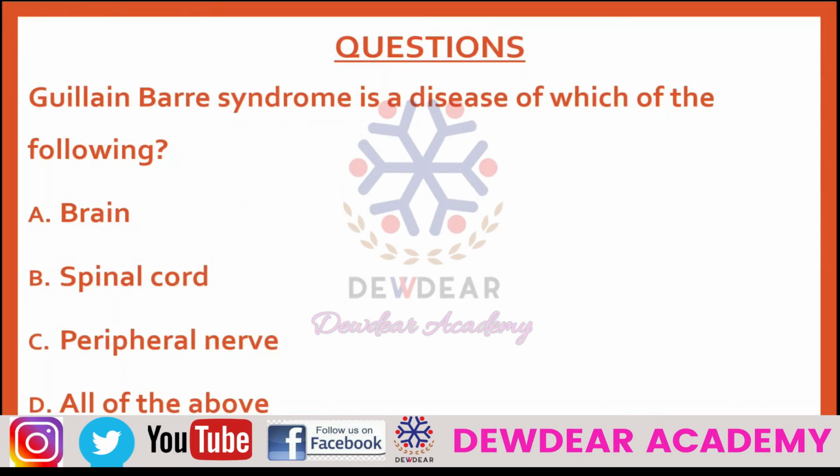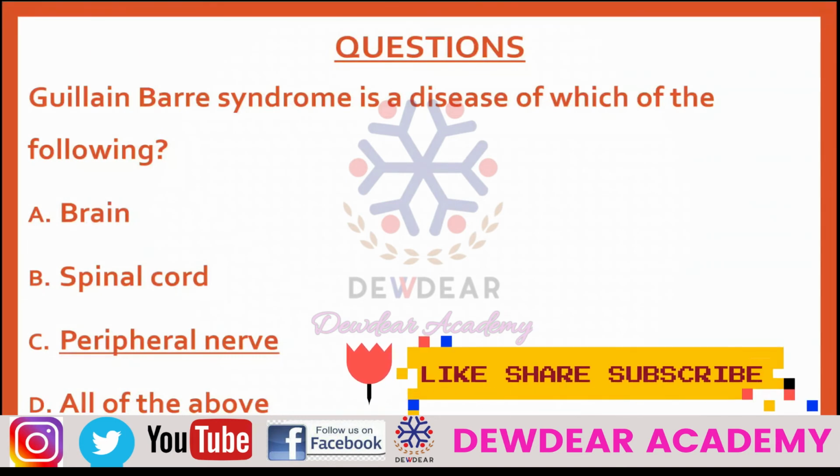Guillain-Barré syndrome is a disease of which of the following? Options: brain, spinal cord, peripheral nerve, all of the above. The right answer is peripheral nerve. Guillain-Barré GB syndrome is a disease of peripheral nerve.